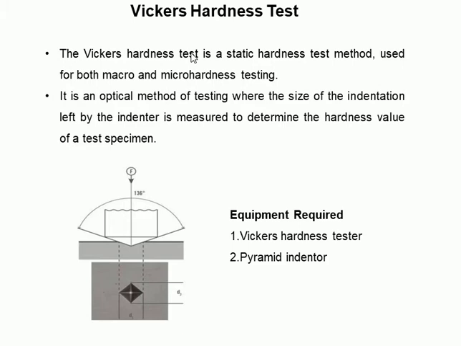There is certain equipment required for this test, that is the Vickers hardness tester and the pyramid indenter. This is the pyramid indenter, and the angle is a 136 degree pyramid cone, and D1 is one diagonal and D2 is the other diagonal.